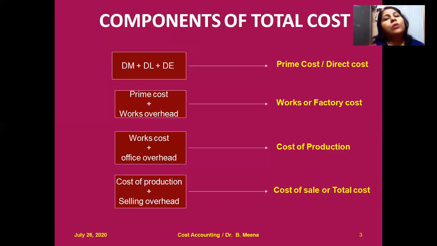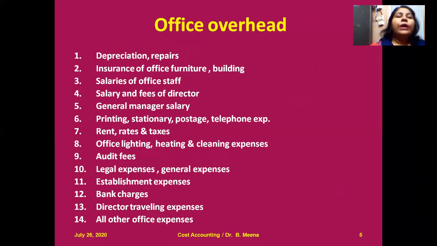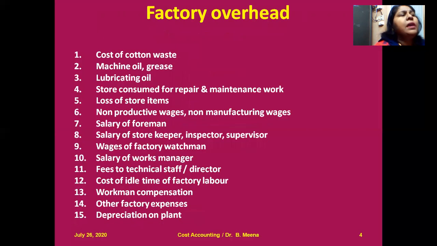So in this slide, I want to highlight, when you're preparing the cost sheet, what are the components of cost? The components of cost are prime cost, factory cost, and then cost of production. Finally, we'll get the total cost. Next, before I explain the format, please look into the slide. Look at the examples I listed under the factory overheads. You will get an idea of what overheads come under the factory category.